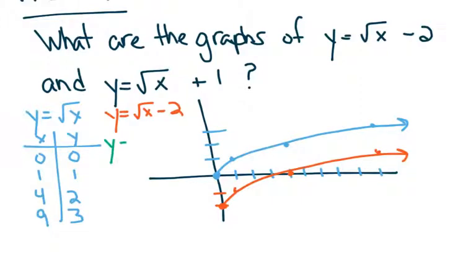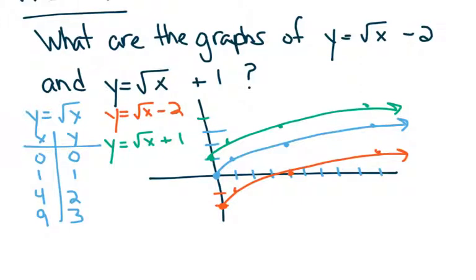Now let's look at the graph of y equals the square root of x plus 1. That would be the parent function shifted up 1 unit. So I'm going to take the 4 dots on the blue graph and move all of them up 1 unit. So up 1, up 1, up 1, up 1. And there's the graph being shifted up 1 unit.